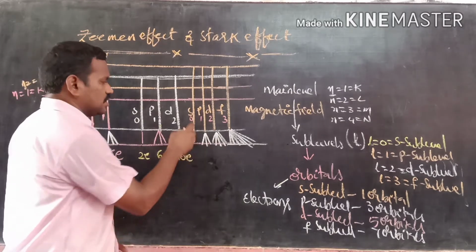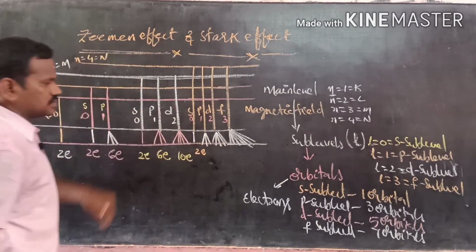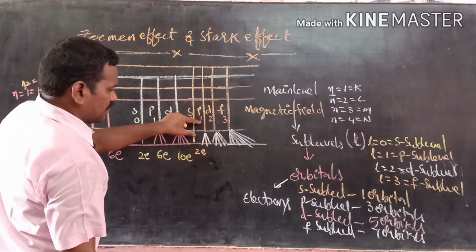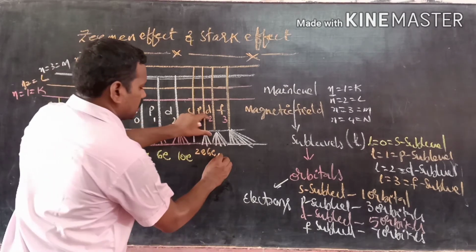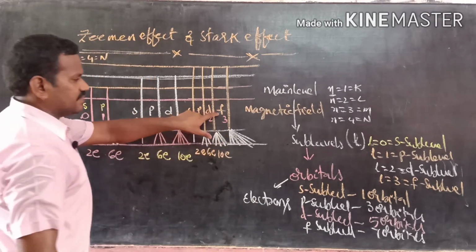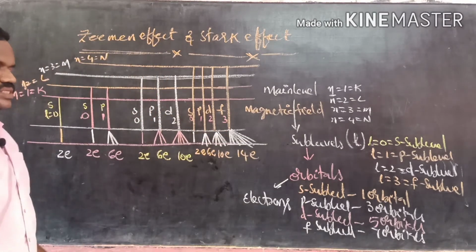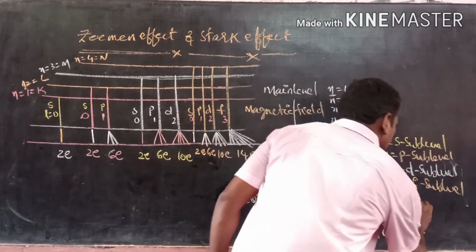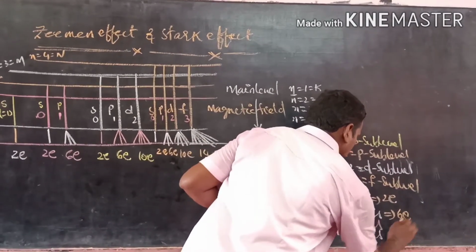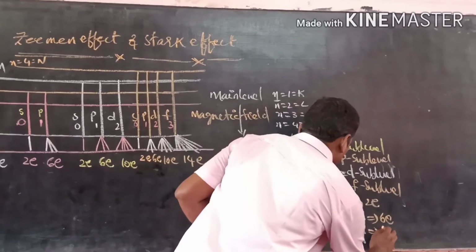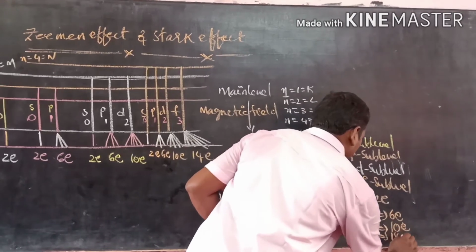Now let us come to the S. Once again, S sublevel with 1 orbital can accommodate 2 electrons. P sublevel with 3 orbitals can accommodate 6 electrons. D sublevel with 5 orbitals can accommodate 10 electrons. F sublevel with 7 orbitals can accommodate 14 electrons. So totally, S can accommodate 2 electrons, P can accommodate 6 electrons, D can accommodate 10 electrons, and F can accommodate 14 electrons.